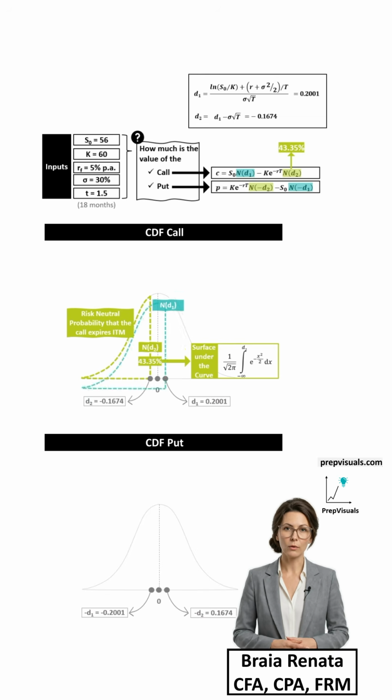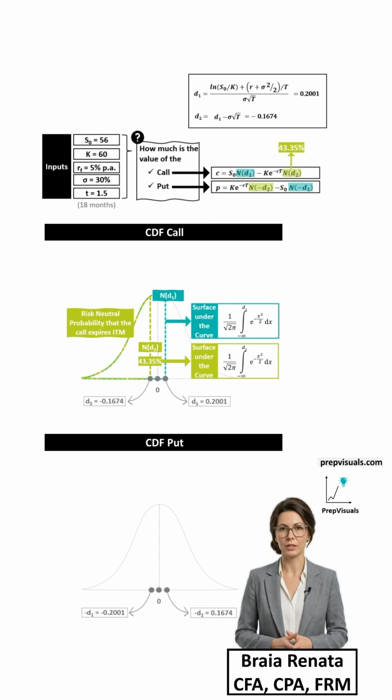Now, ND1 follows the very same logic because this one represents the area under the curve from -infinity up to D1. And if we look it up in the statistical table, ND1 is approximately this value over here, and it is this value that we will end up using in the call pricing formula. And another important point that I want you to be aware of is that ND1 is basically the delta of this call.